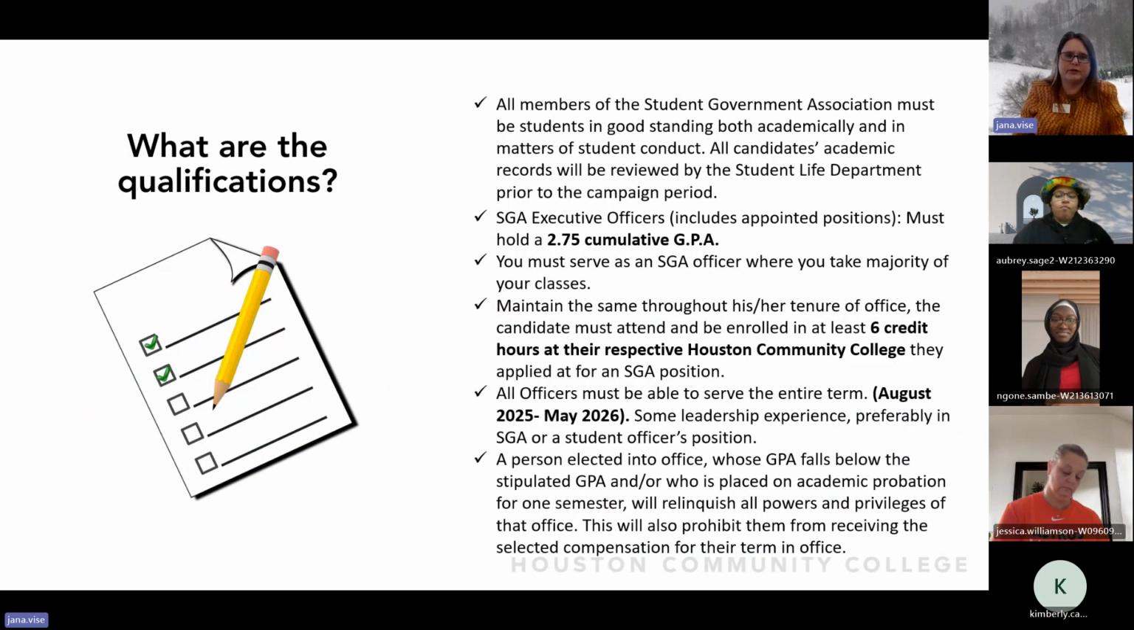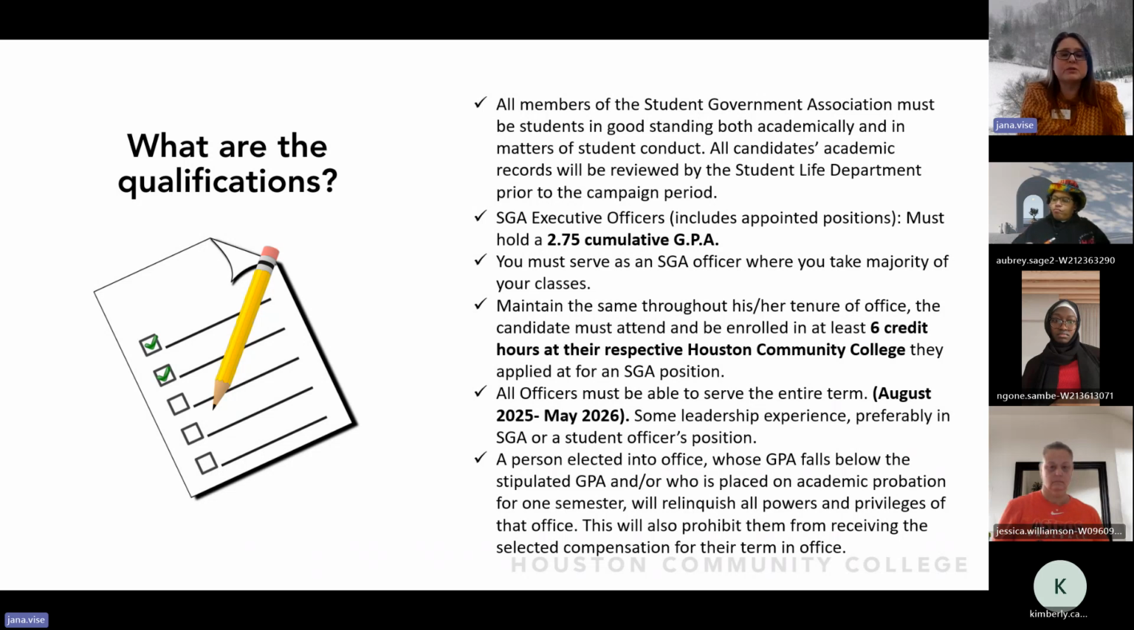So how do you qualify? You must be students in good standing. You have to have good academics. We require 2.75 cumulative GPA. We want you to serve as an SGA officer where you're taking the majority of your classes and maintain that. We would really like for you to be taking 6 credit hours for online.